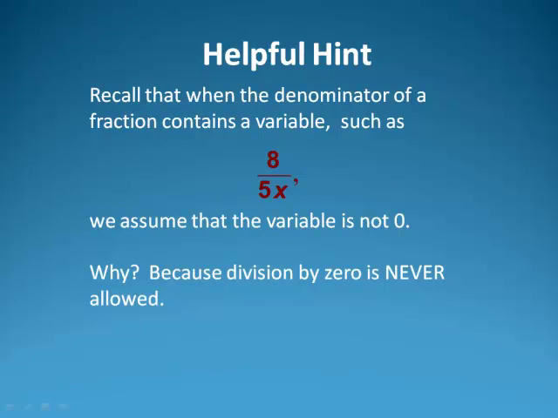All right, another helpful hint. Recall that when the denominator of a fraction contains a variable, such as 8 divided by 5x, notice that that variable or that letter is in the denominator, we assume that the variable is not 0. Why? Because division by 0 is never allowed.